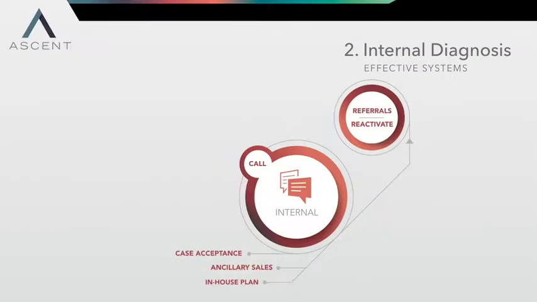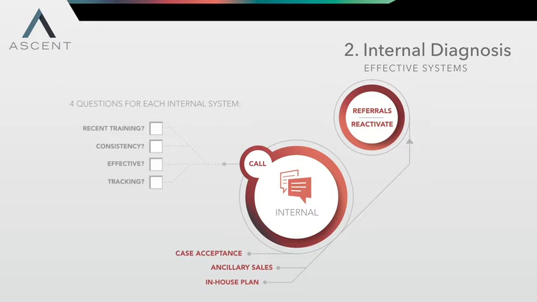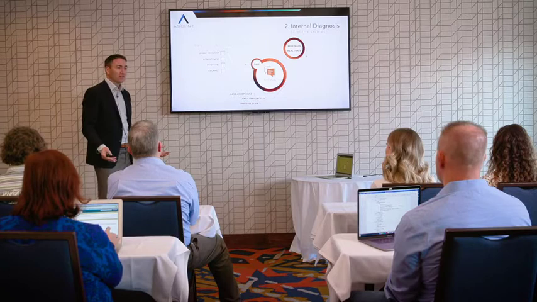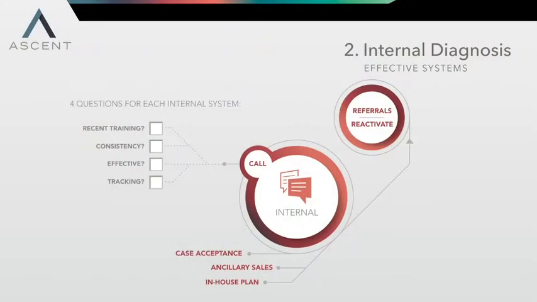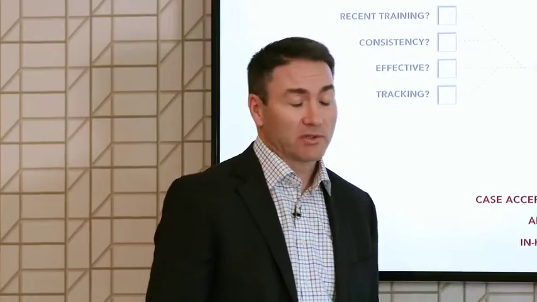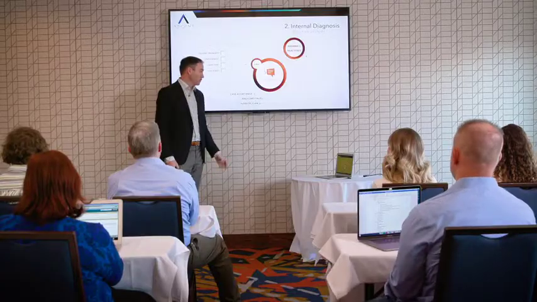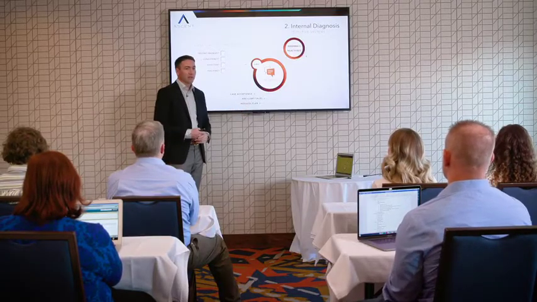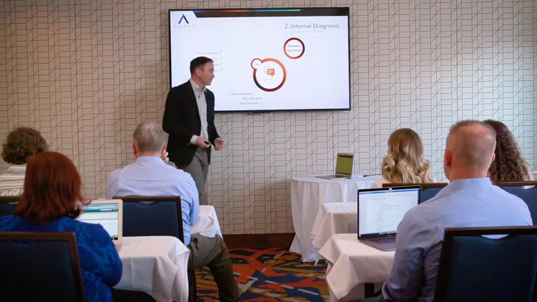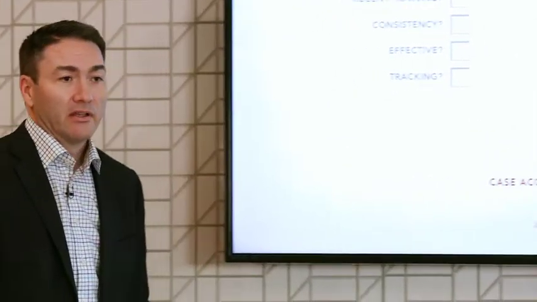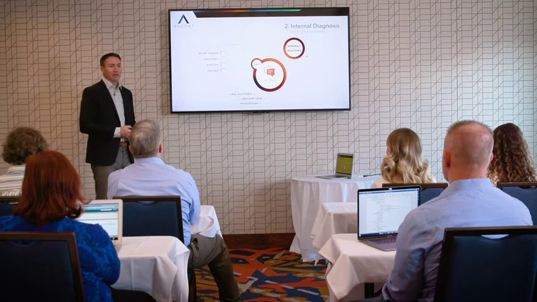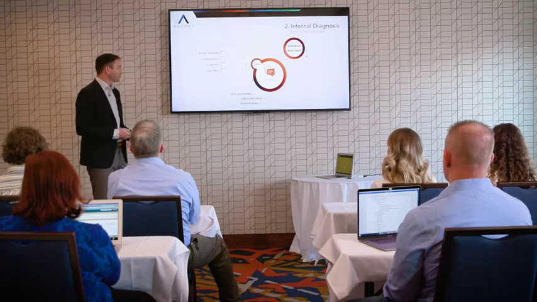All right, number 2 is your internal systems. How do you diagnose those? I mentioned there's your 6 systems. They're all right there. There's 4 questions you should ask for each of those systems. Has your team been trained recently? When's the last time your team was trained on how to answer the phones, for example? Or when were they last trained on how to sell your in-house plan? And if you don't have one, I highly recommend you get one. When were they last trained on reactivation or referrals or any of these things? You know, regular training is pretty critical to keeping your skills sharp and learning what's best and new.